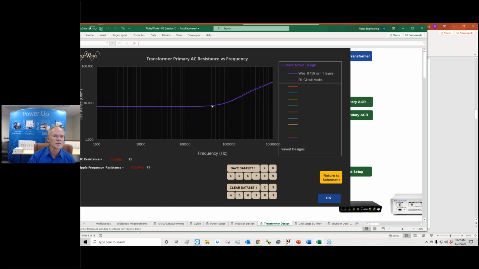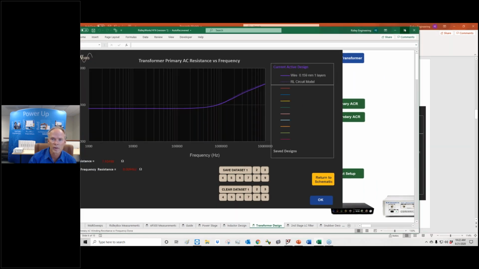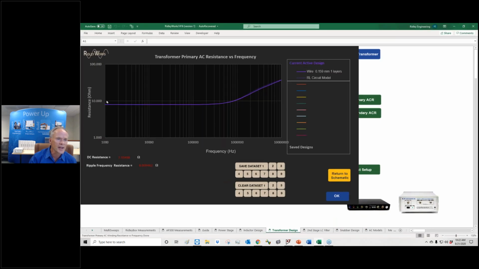There you go. So now we've taken that normalized Dowell curve, if you will, and we've shown it for the actual case. So we see this is not AC over DC anymore. This is actual resistance of the winding. And it's starting just below 10 ohms. And we can see that the resistance is flat until we get out to about 500 or 600 kilohertz.